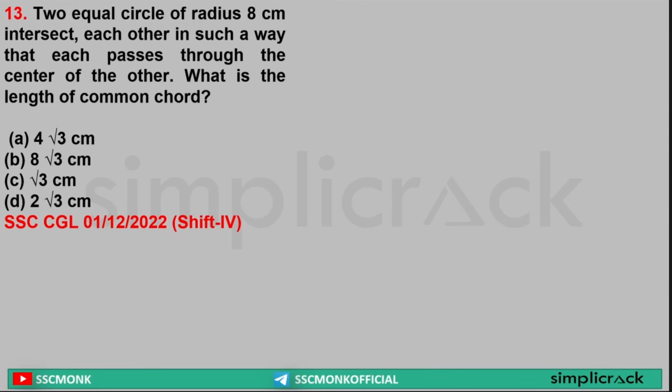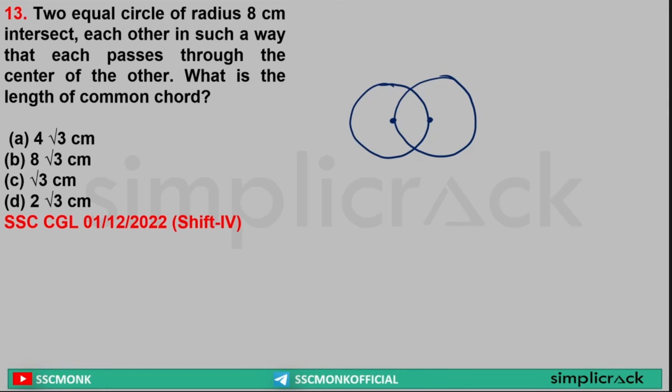Next. Two equal circles of radius 8 cm intersect each other in such a way that each passes through the center of the other. That means, let's say this is one circle, then the other circle crosses here, but this is the center of this circle, this is the center of this circle. This is what it is saying. Now see, don't go by this structure, but understand what it is saying. What is the length of the common chord?